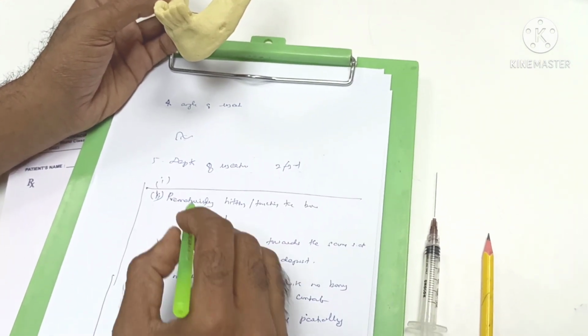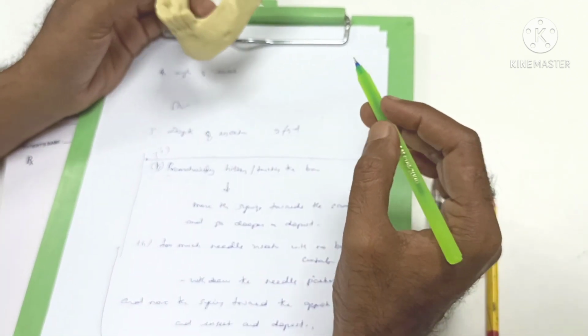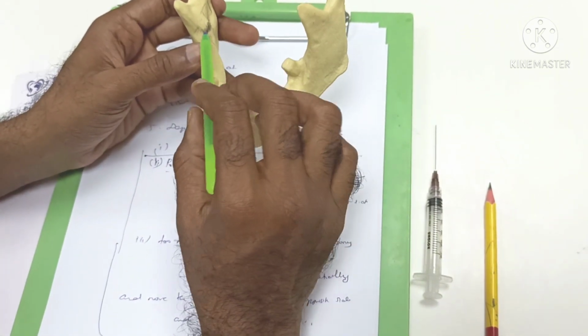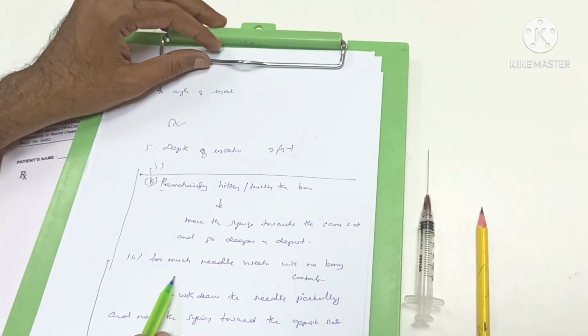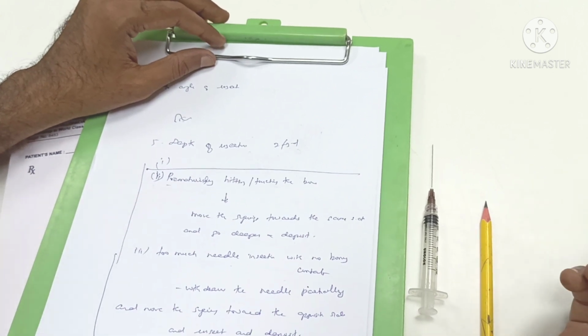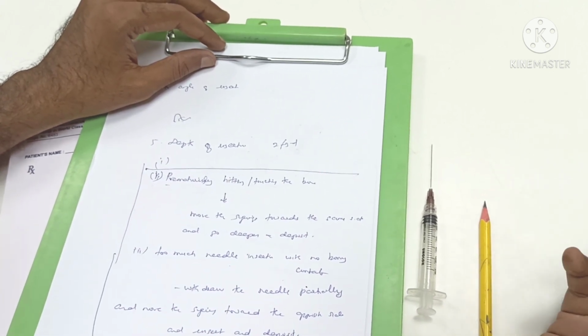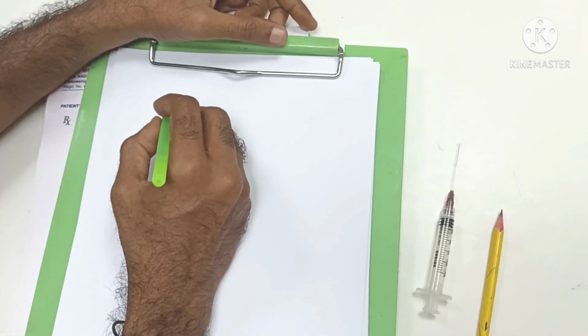Most commonly, the needle will hit the bone prematurely. At that time you have to move towards the same side, go deeper, then deposit. If too much needle insertion happens, then move towards the opposite side: first withdraw, then move towards the opposite side, then deposit. So I will summarize the technique once again.